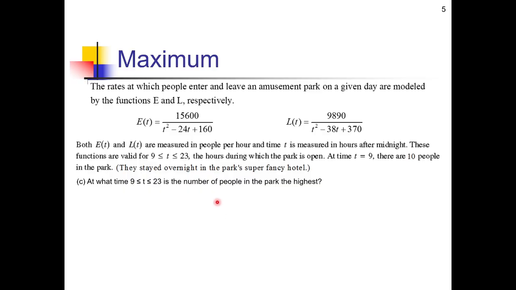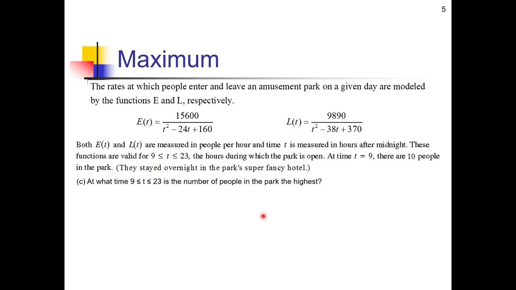For part C, they want to know at what time from 9 to 23 the number of people in the park is the highest. So we're trying to maximize our P function. Before you start doing this, just as a little bit of strategizing, consider our strategies for finding absolute maxes. We've really got two strategies. One is to find all the critical values and endpoints and plug them all in with the candidates test. The other is to figure out critical values.